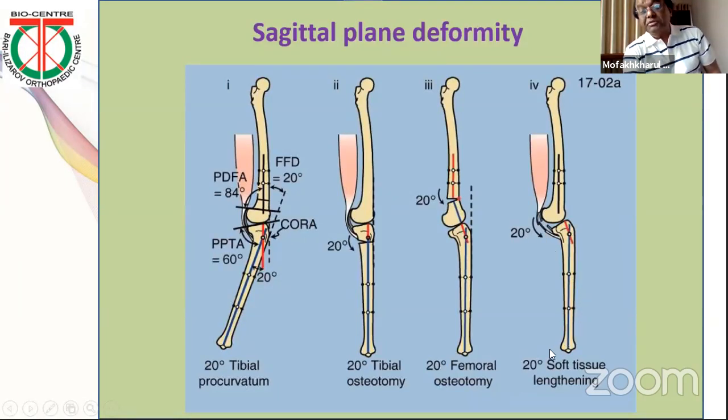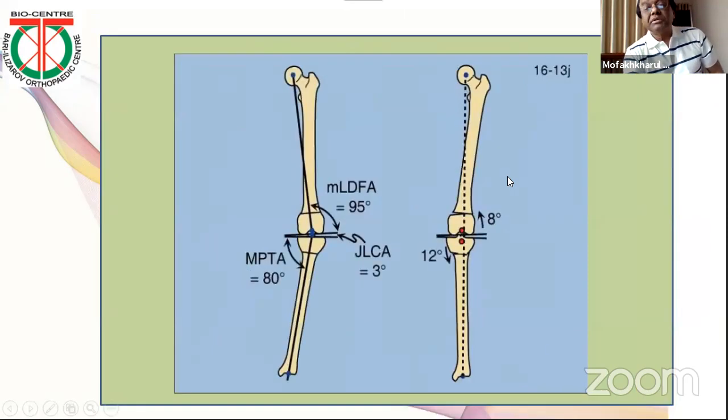Only you have to think yourself, you have to do soft tissue lengthening, we have done. You have to do, not we have done, you have to do. This is a sagittal plane deformity. This is C, LDFA. If you know the angle, all the angles, then it is very easy for you to correct the deformity. See how to correct here, 8 degrees, 12 degrees.